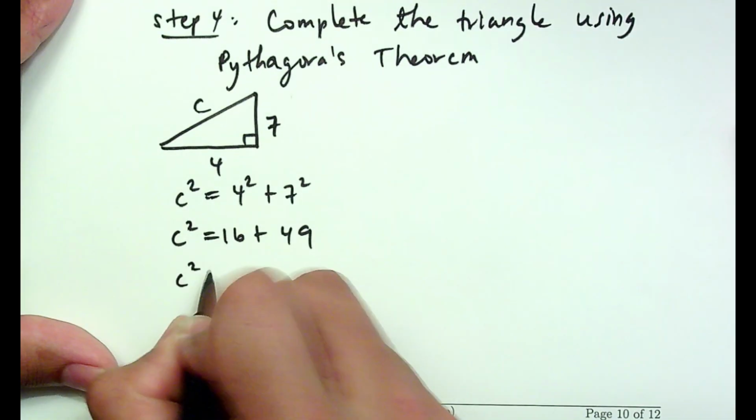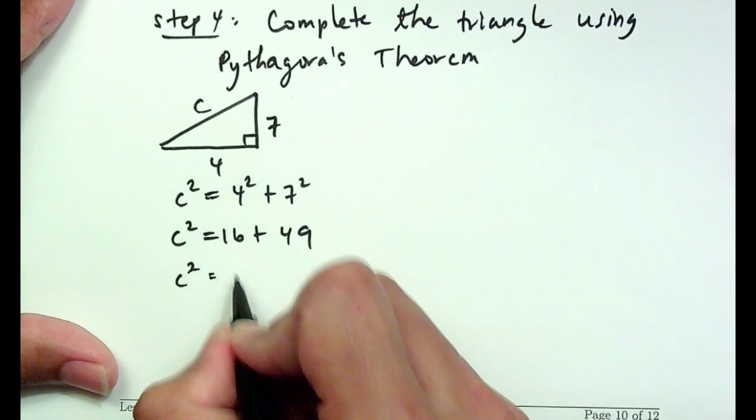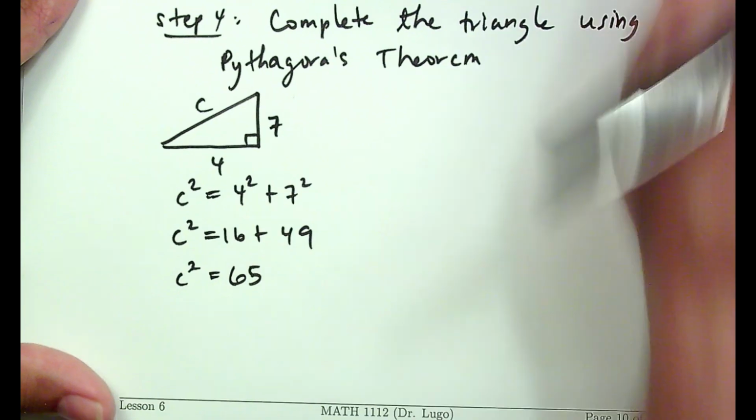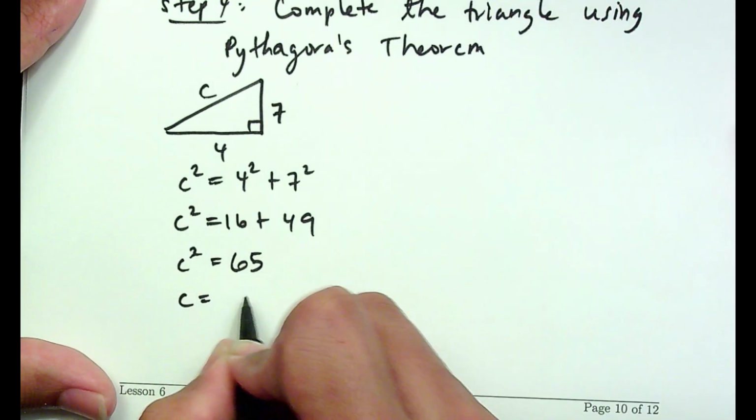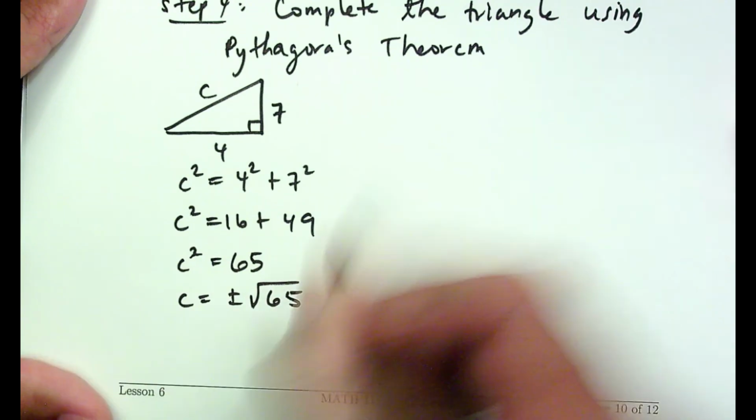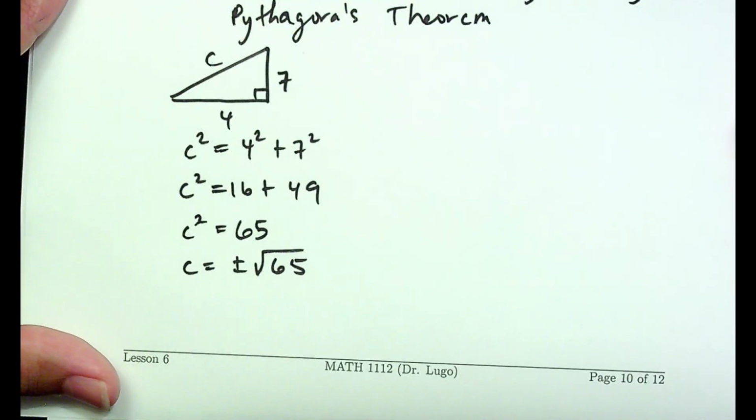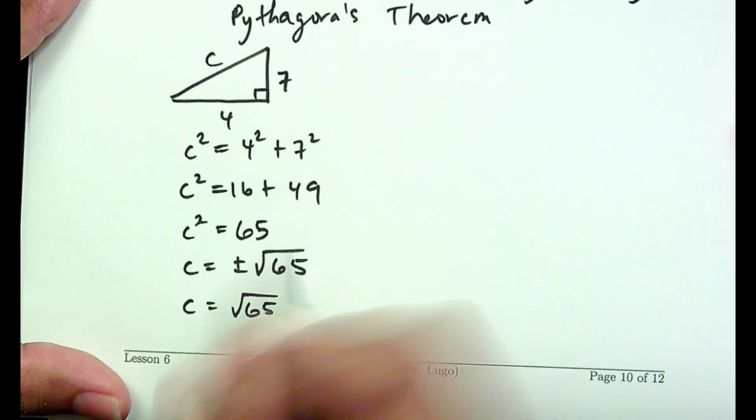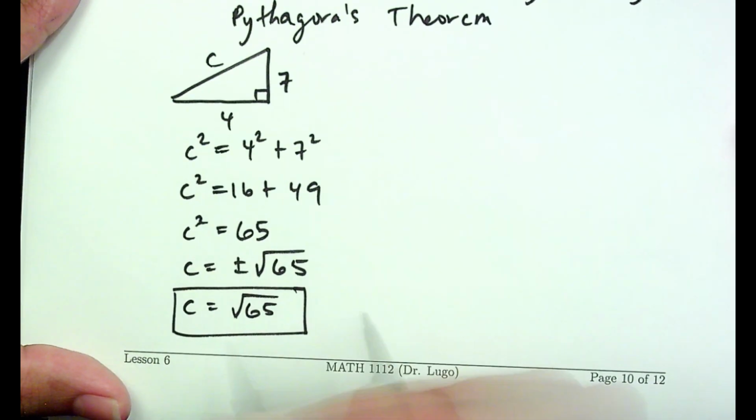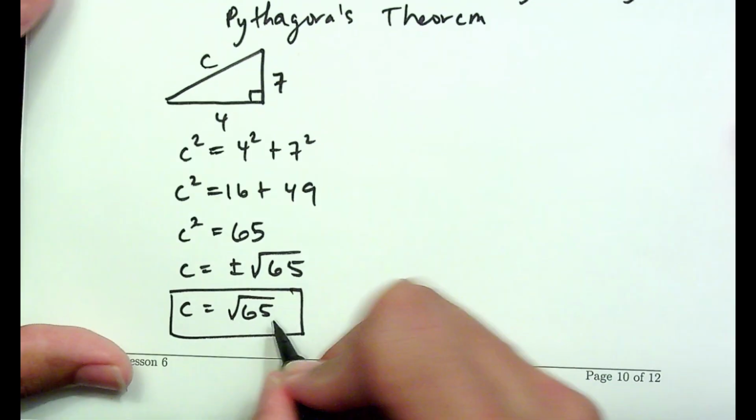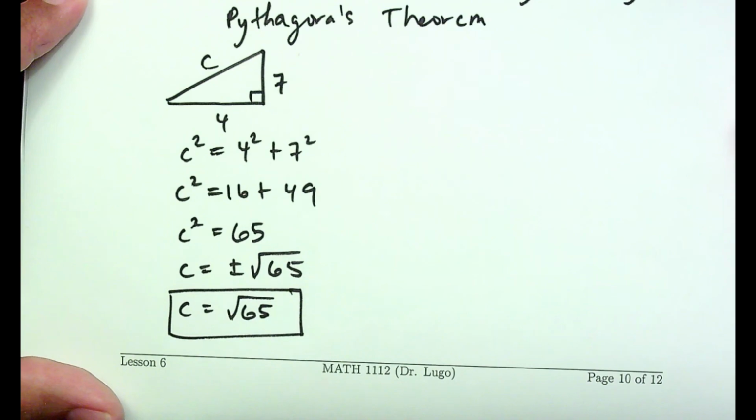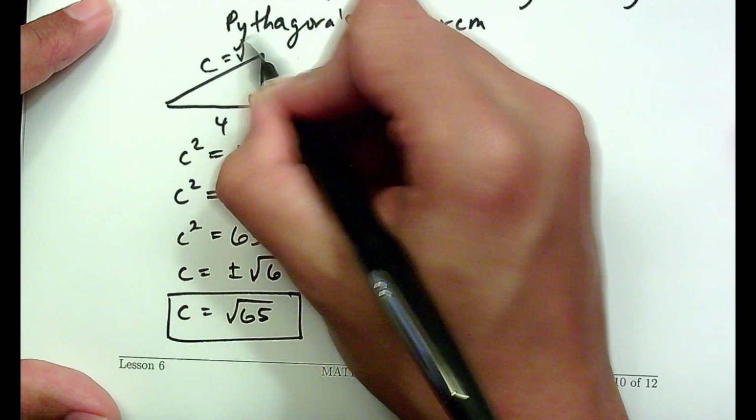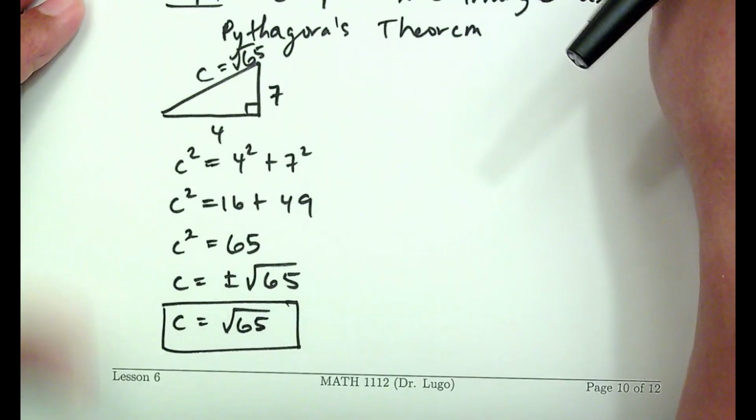And then simplifying, this is 65. Taking the square root on both sides, you get C equals plus or minus the square root of 65. Remember that you have to put plus or minus whenever you take the square root on both sides of an equation. The negative one doesn't make any sense, so of course the answer is just square root of 65. So that is C. You can go back here and say this is actually square root of 65. And now we have completed the triangle.